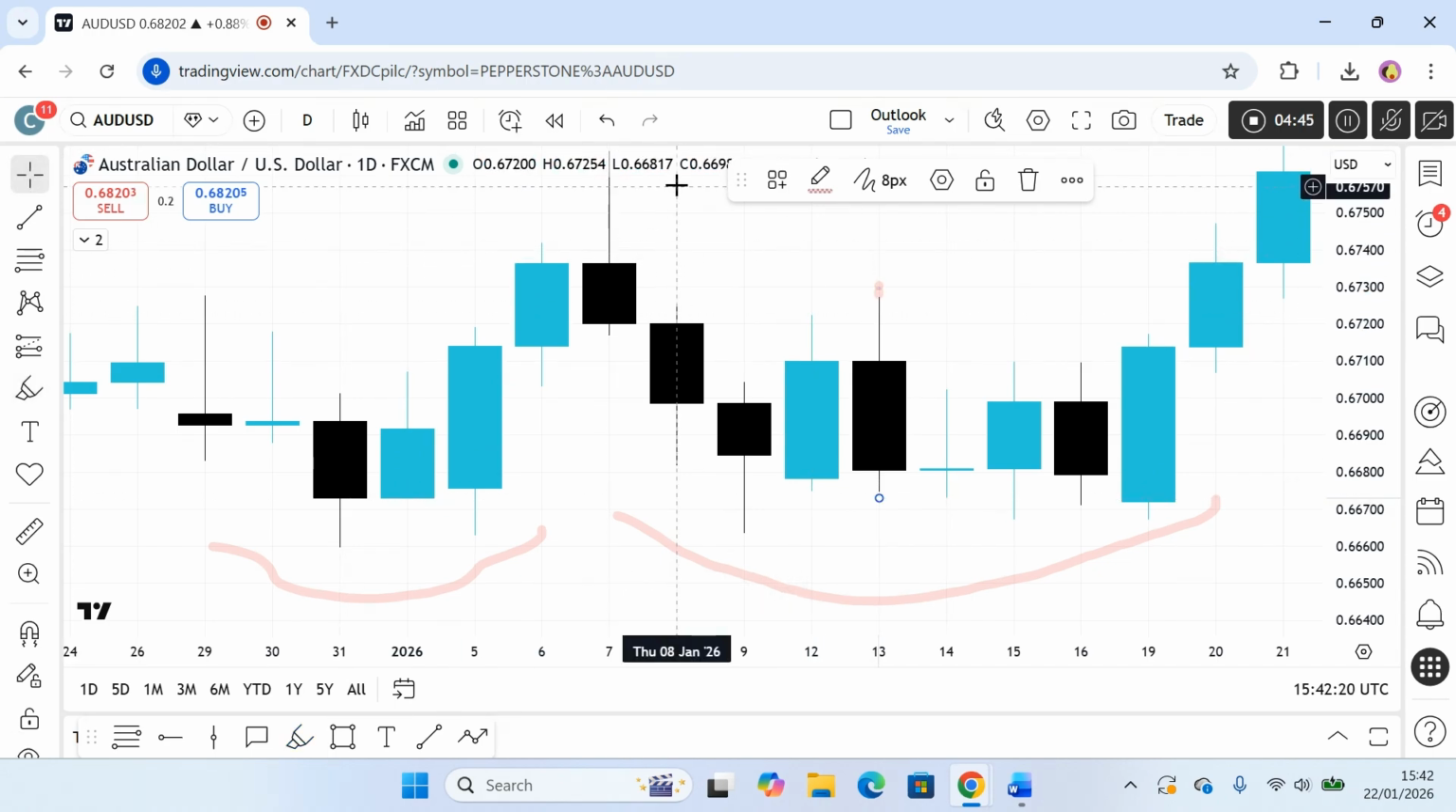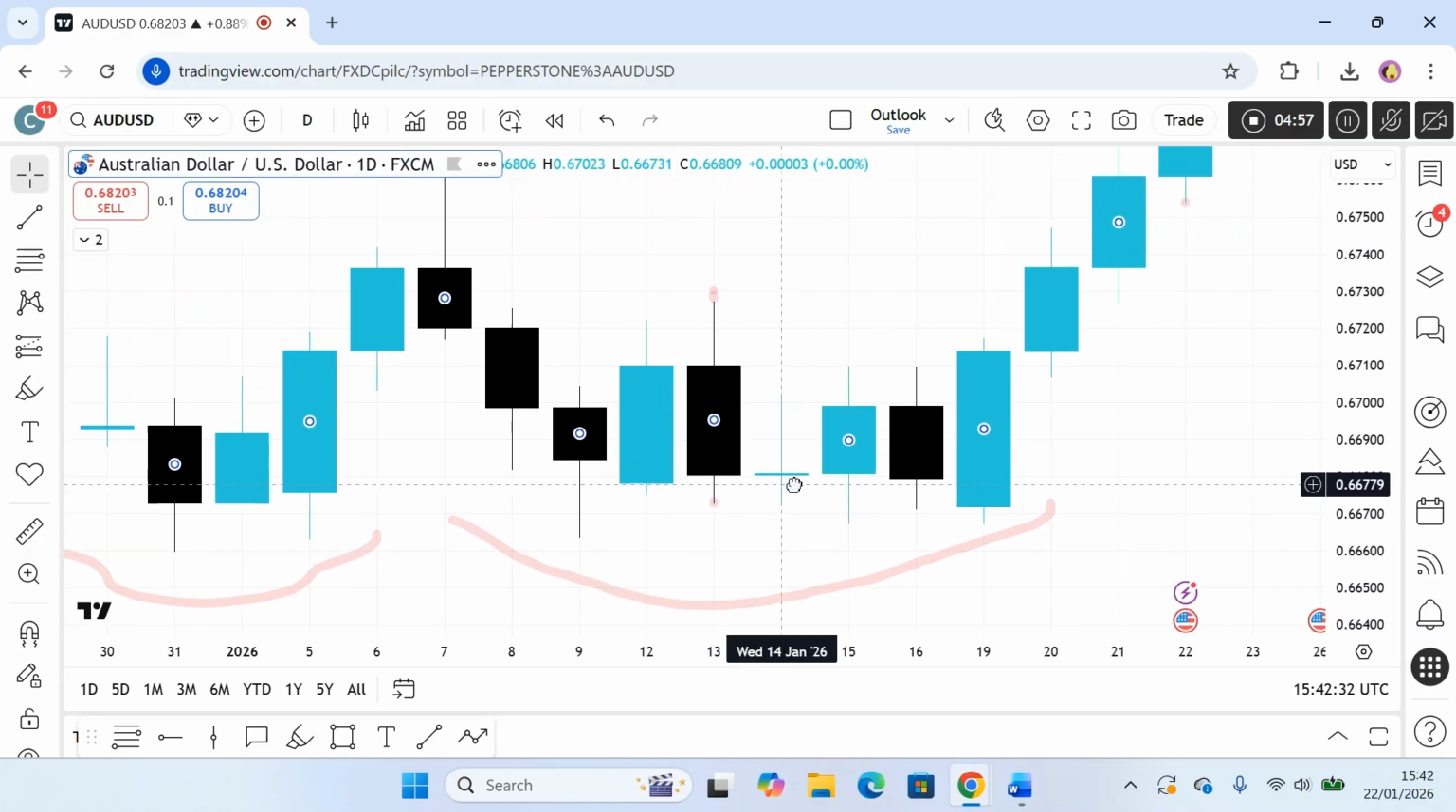It's quite simple. So on the right hand side of my screen, we've got price. So that's the price of this currency pair. Now at the bottom hand side of my screen, we've got the dates. That's all it is. Quite simple. That's all you need to know.